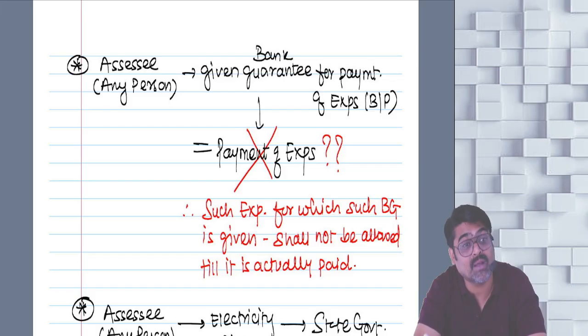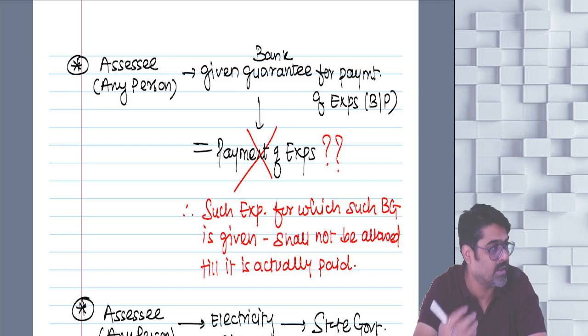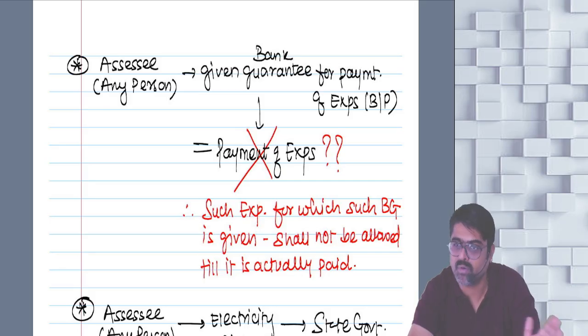The deduction will be allowed for these expenses when the actual payment of these expenses is made by the assessee. So, will you take the deduction of 10 crore at the time when you give the bank guarantee to me, or when you actually make the payment of that 10 crores? When you actually make the payment of that 10 crores.